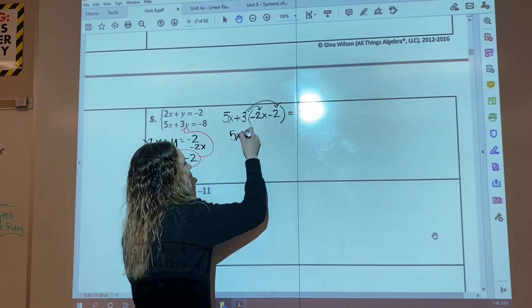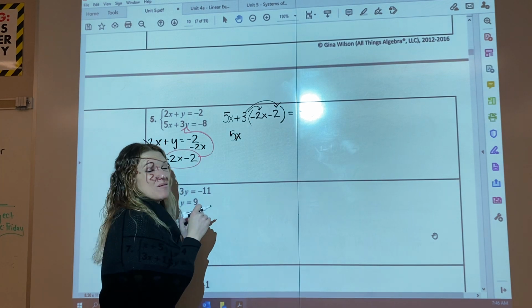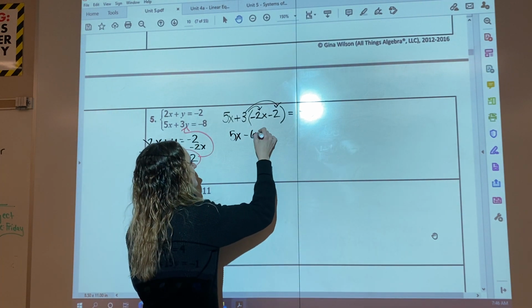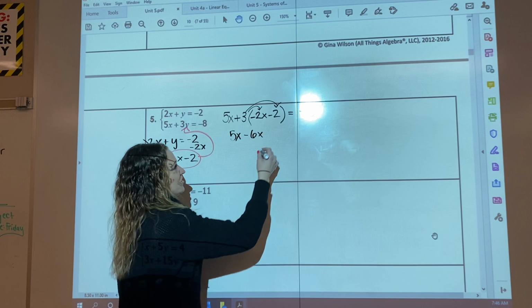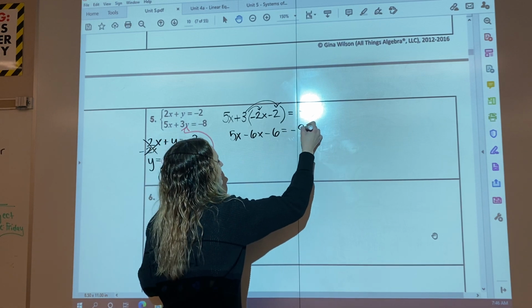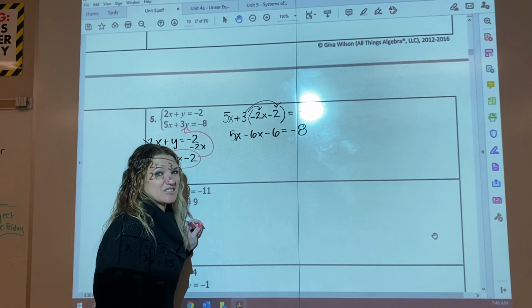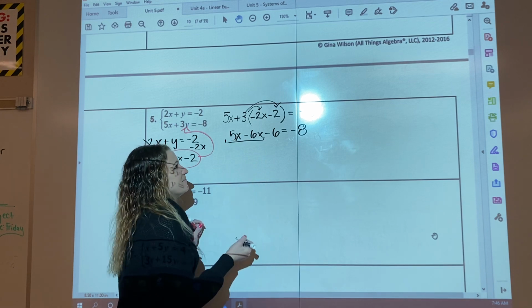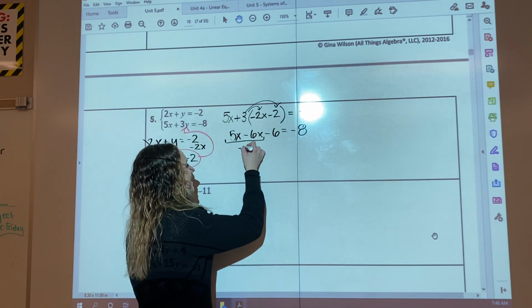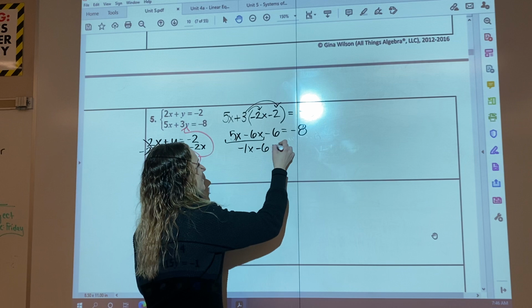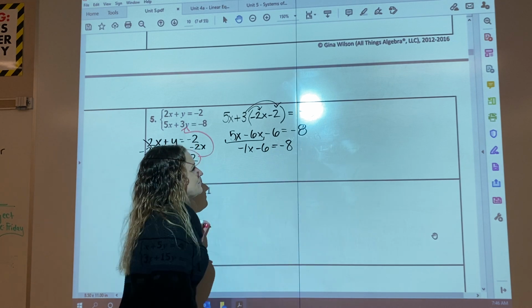I'm going to bring down my 5x. 3 times negative 2x is a negative 6x. 3 times negative 2 is negative 6. I have some like terms, so I'm going to combine them. 5 minus 6 gives me negative 1x. Bring down everything else I have.